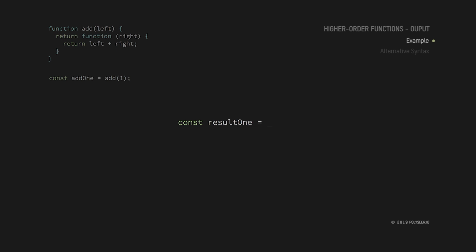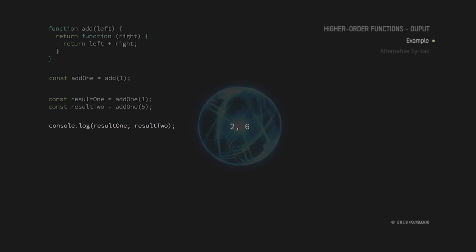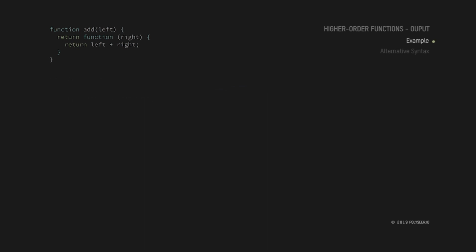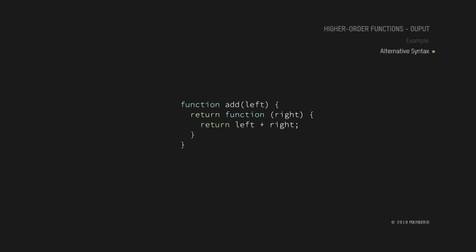If we were to then, let's say, call add(1) with 1 itself, and maybe we'll do another one where we'll do 5, it's at this point that the inner scope of left plus right takes place. So if we were then logging result 1 and result 2, we'll get 2 and 6 sort of as we expect here. So it's a way of sort of deferring that execution a little bit. Now, I want to quickly go over some alternative syntax.